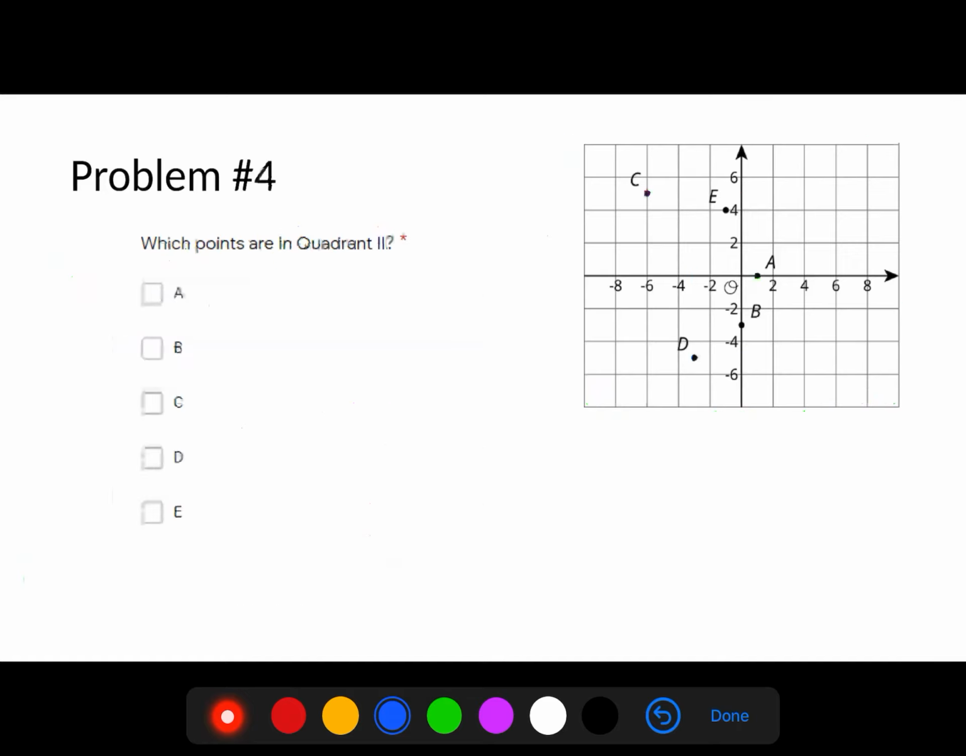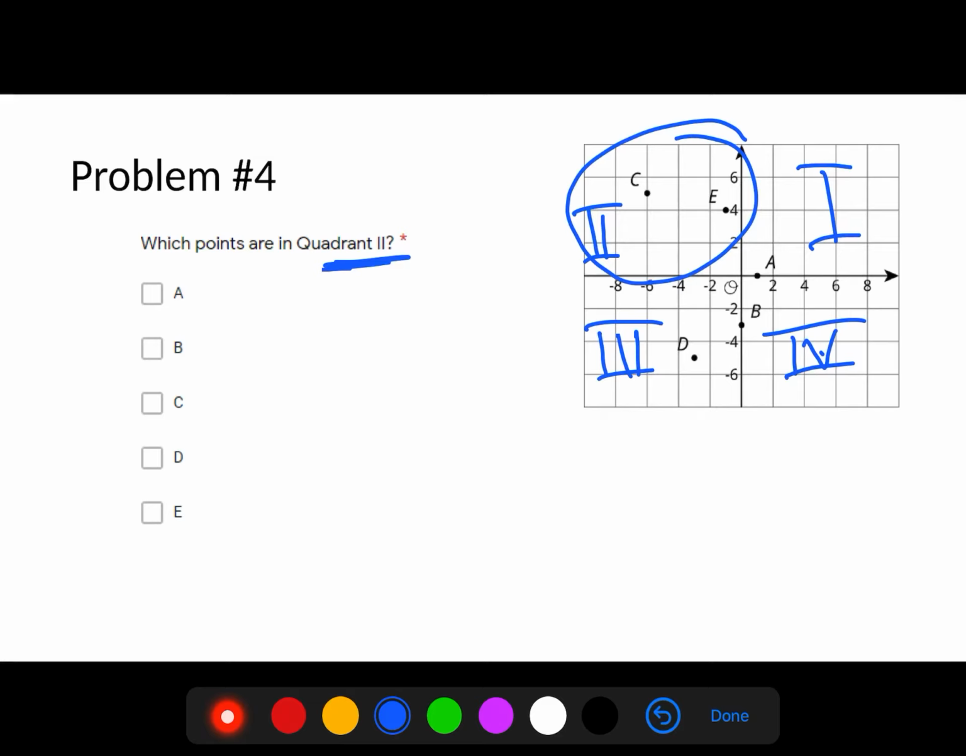For the next question, it said, which points are in quadrant 2? Remember from the video and the notes that you took on Tuesday, we learned that a coordinate plane has 4 quadrants: quadrant 1, quadrant 2, quadrant 3, and quadrant 4. You say the quadrants in Roman numerals. So quadrant 2 is this one right here. So point C and point E are the only 2 points in quadrant 2.